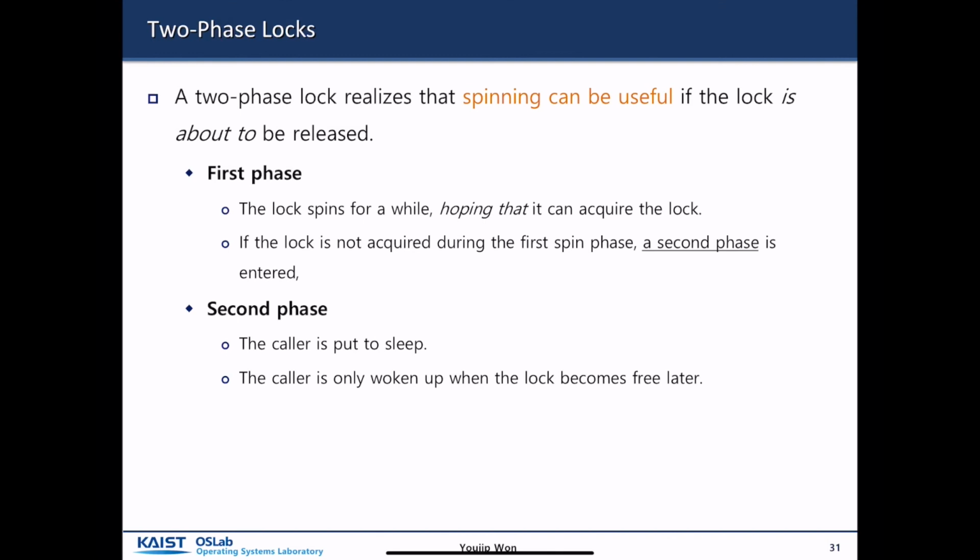So in the first phase of the two-phase lock, the lock spins for a while, hoping that it can acquire the lock. If the lock is not acquired during the first spin phase, the second phase is entered, and in the second phase, the caller is put to sleep, and the caller is woken up when the lock becomes free later.